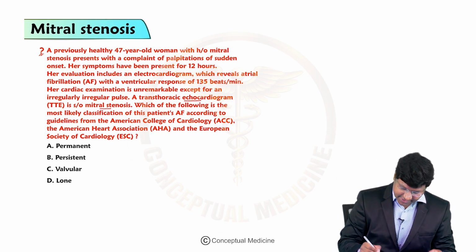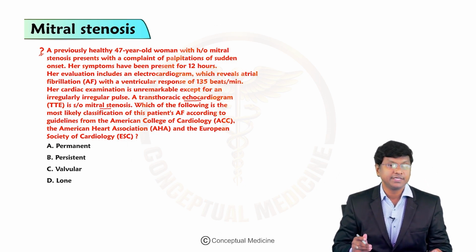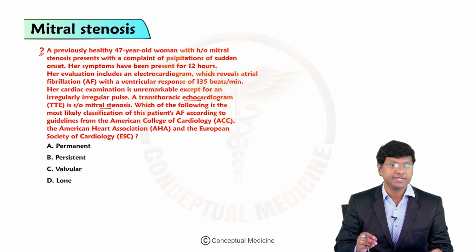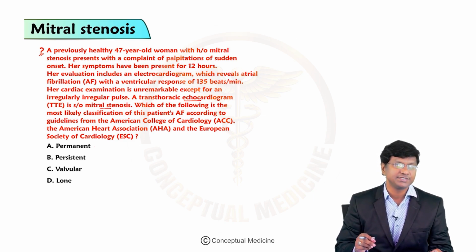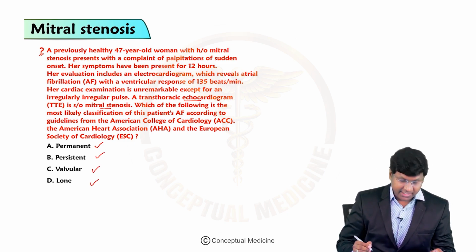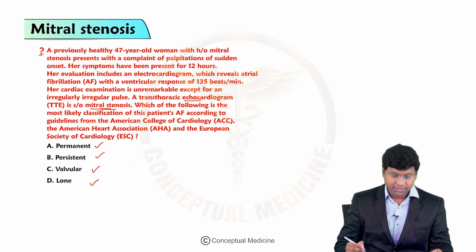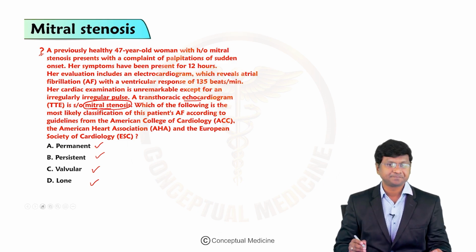So, a transthoracic echocardiography is suggestive of mitral stenosis. Which of the following is the most likely classification of this patient's atrial fibrillation according to the guidelines from the American College of Cardiology? Permanent atrial fibrillation, persistent atrial fibrillation, valvular, or lone atrial fibrillation.